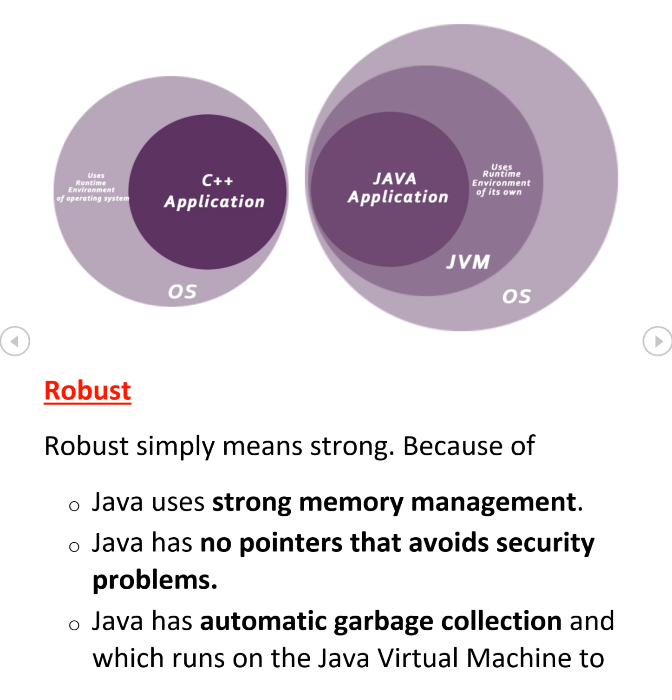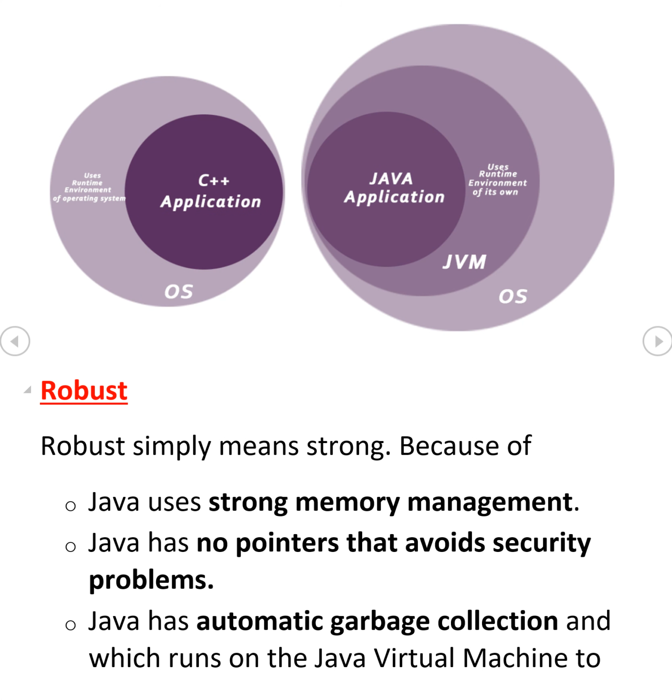So how does it work? Let's see here. We have a Java application, the JVM, the OS, and a C++ application. If we have a C++ application, you can see here that there is no guard between the C++ application and the OS. But in the Java application we have a JVM between the Java application and the OS. So when a Java application runs, it will not go directly to the OS. So it gives a better environment than a C++ application.